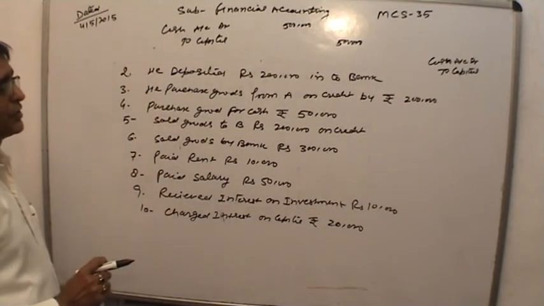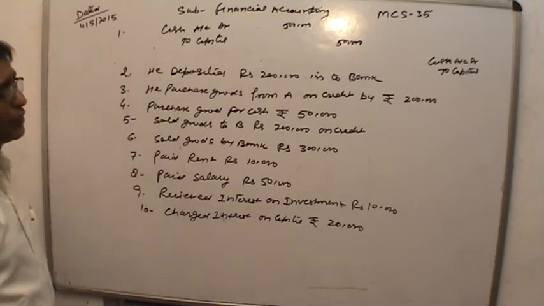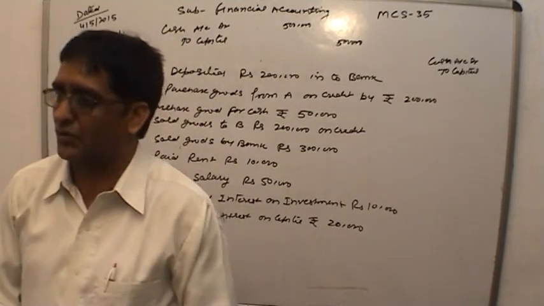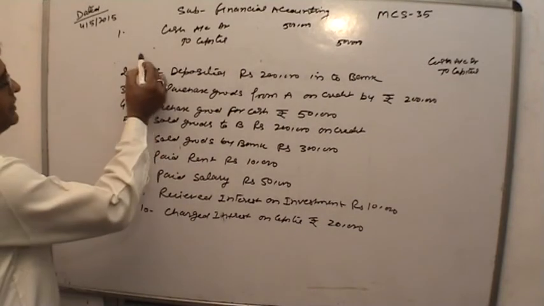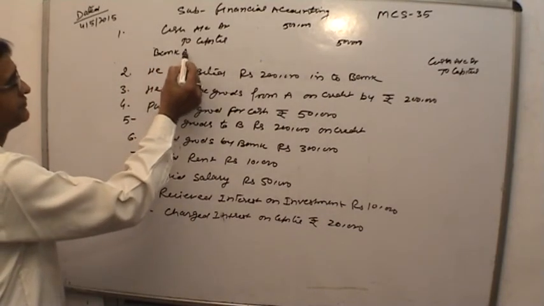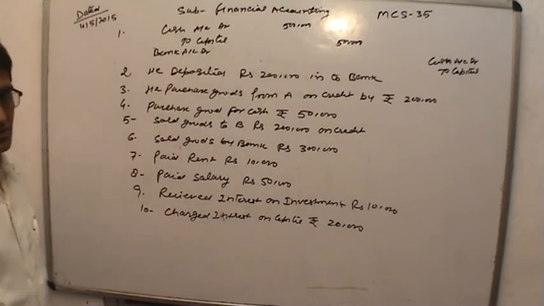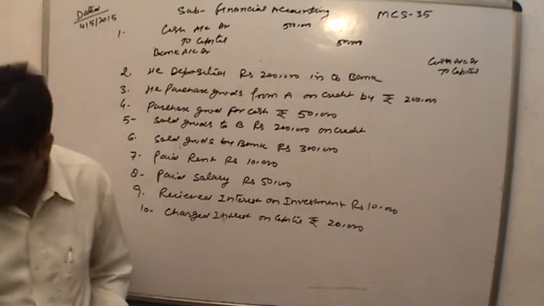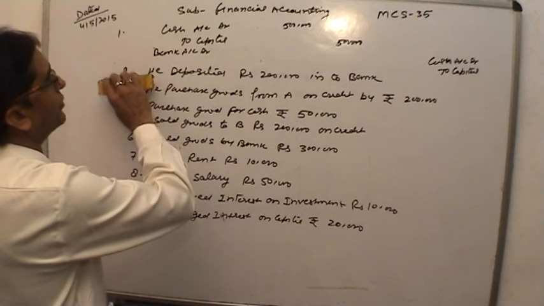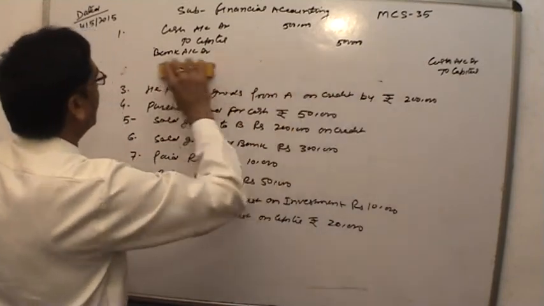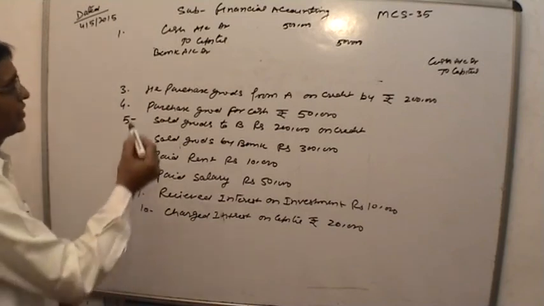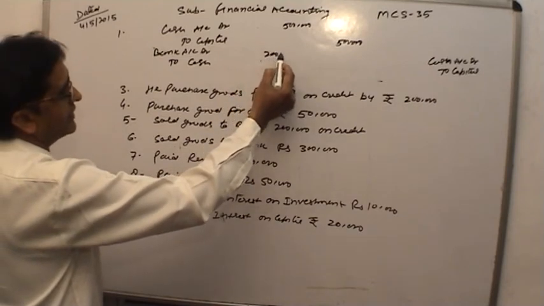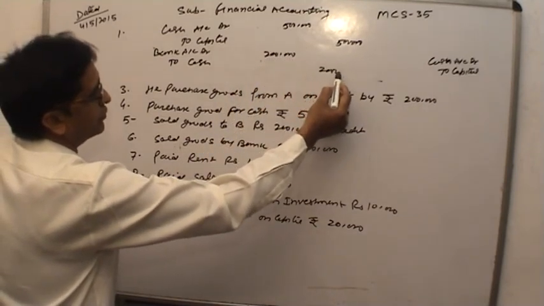Second is he deposited rupees 2 lakh into bank. In this case, bank is the receiver and bank is also a personal account. So the receiver account is debited, that means bank account debit, and credit what goes out. Cash goes out from the office into the bank. Therefore, cash account is credited by rupees 2 lakh. So the journal entry will be bank account debit to cash account by rupees 2 lakh and then rupees 2 lakh.